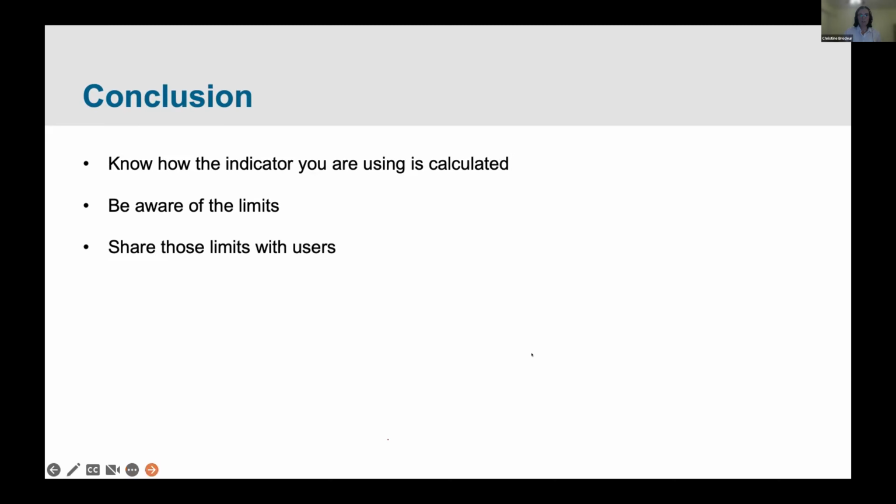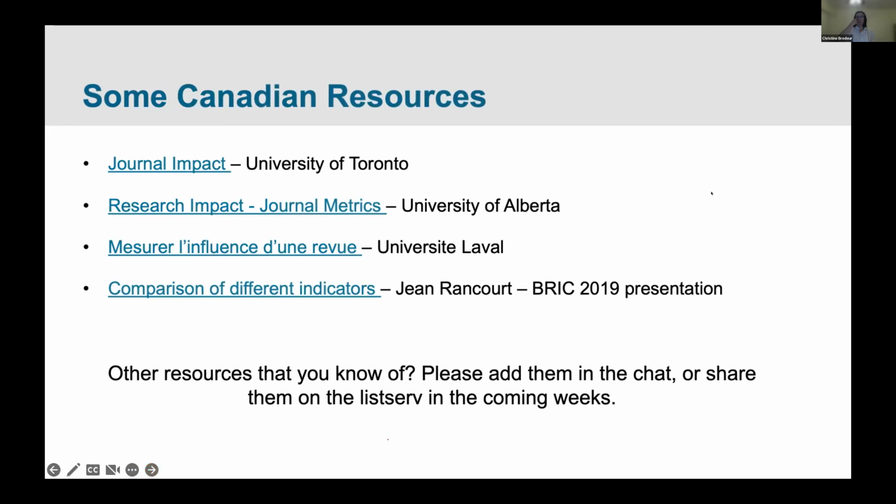And to finish, you'll have the slide there, but I found these resources from the University of Toronto. Again, if you know of any others, please share them in the chat as well. So, University of Toronto on journal impact, University of Alberta as well. Il y en a une en français, donc mesurer l'influence d'une revue de l'Université Laval. I'm sure there are others in Quebec as well. It's the first one I thought of, and Philippe, who's on the committee as well, is partly why I started there. But again, please feel free. So Elizabeth has one.